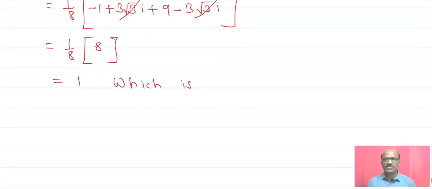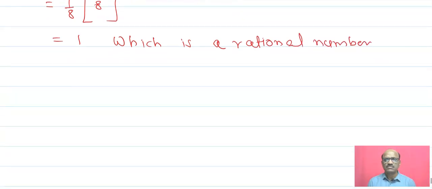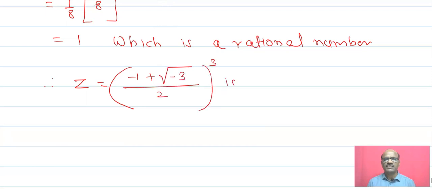Therefore, which is a rational number? Therefore, z is equal to minus 1 plus i root of 3 upon 2, bracket cube, is a rational number.